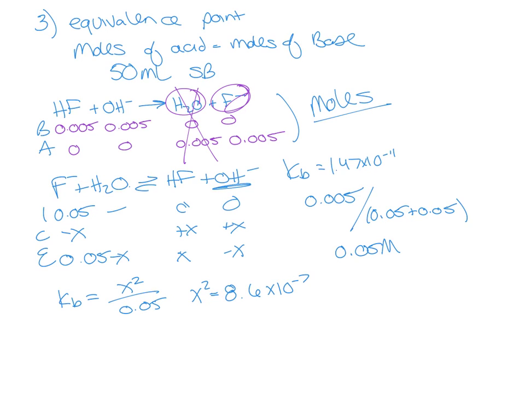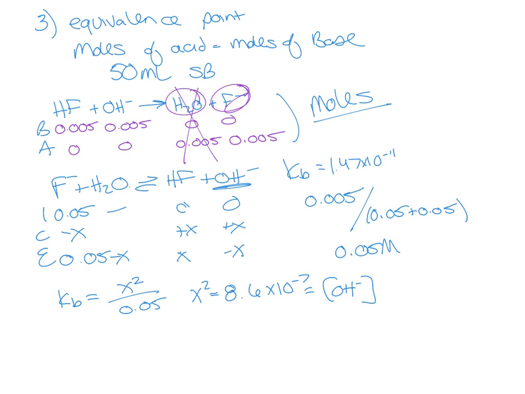Now, x here is my OH minus, so this is my OH minus concentration. Okay, so if I take the negative log of this, it is 8.6 times 10 to the negative 7th, and I take the log of it, I get a pH.